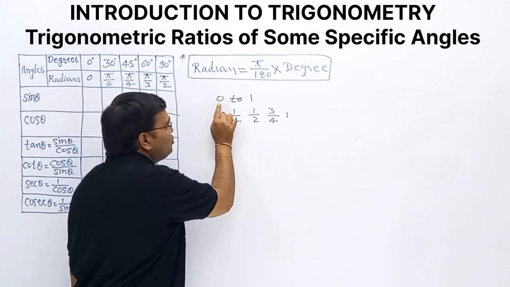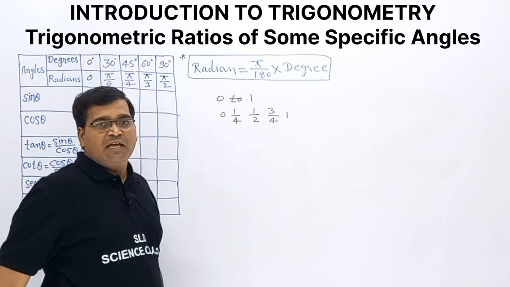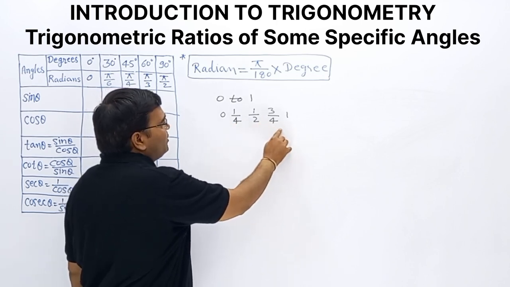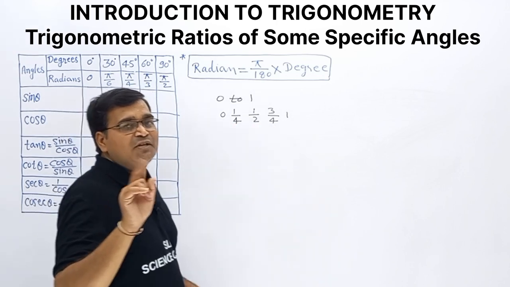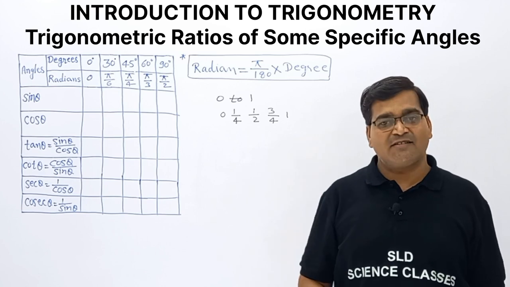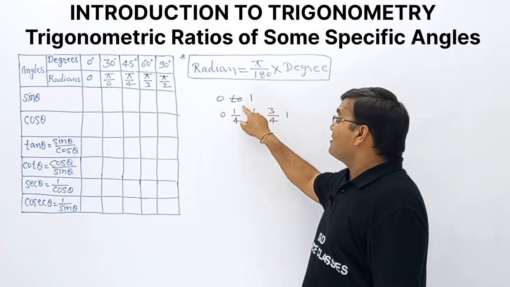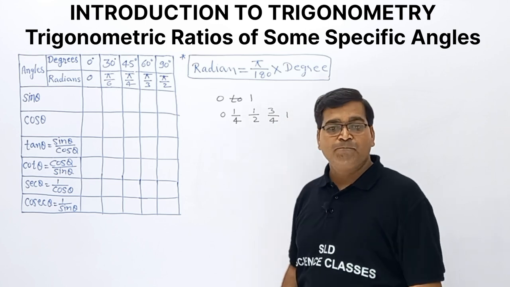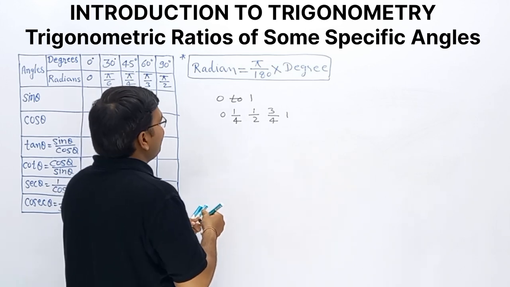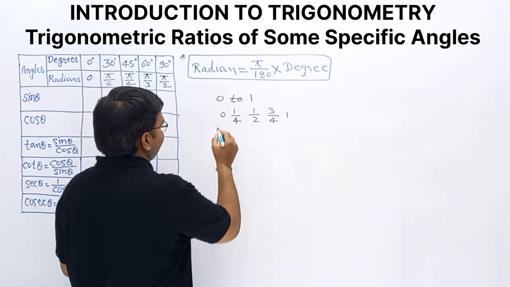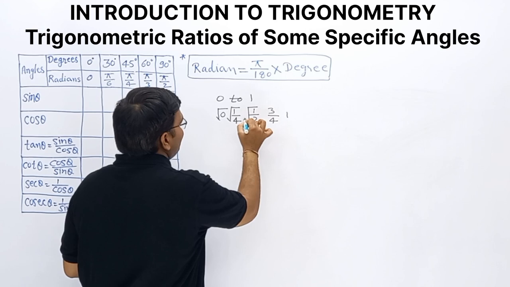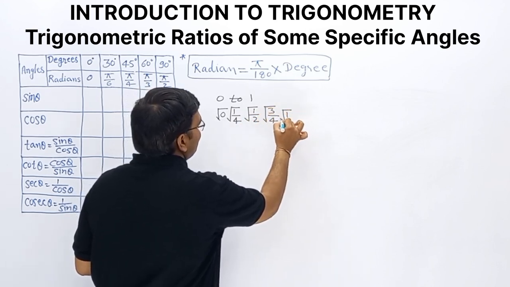So I am taking two real numbers, 0 and 1. In between I am taking 4 parts. The difference is 1/4, 1/4, 1/4 and 1/4. Clear? First take 0 and 1. Second step is to take 4 equal parts in between. Now the next step is to do the square root of these numbers.